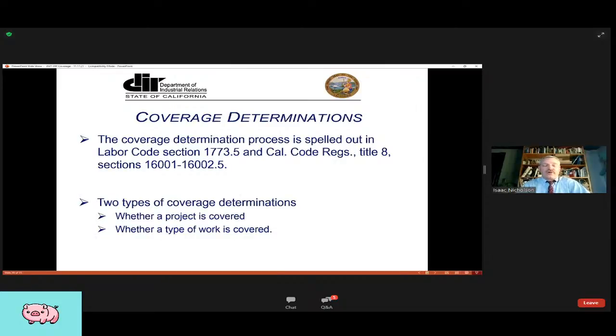So the process for requesting a coverage determination is specified in Labor Code Section 1773.5 and the California Code of Regulations sections 16001 through 16002.5. Basically, there are two types of inquiries which form the basis of a coverage determination: whether the entire project is covered, which I just went over, and whether a type of work is covered. So, for example, the orders that I talked about that were at issue in the Kanana decision. Although it may sound simple, there's a lot of nuance to coverage, and what types of projects may be covered and what type of work is ultimately found to be covered under the Labor Code.